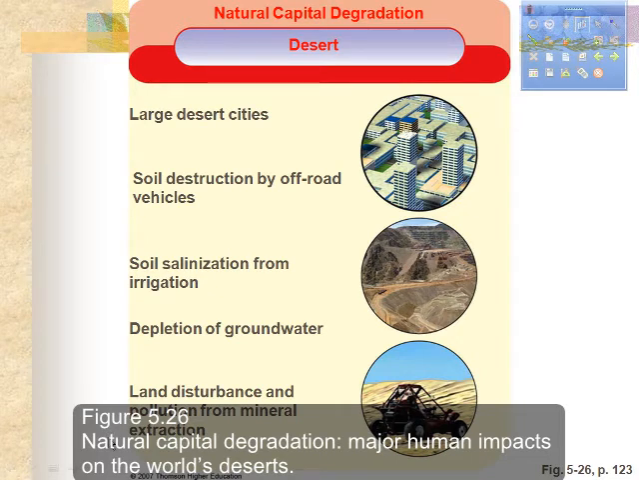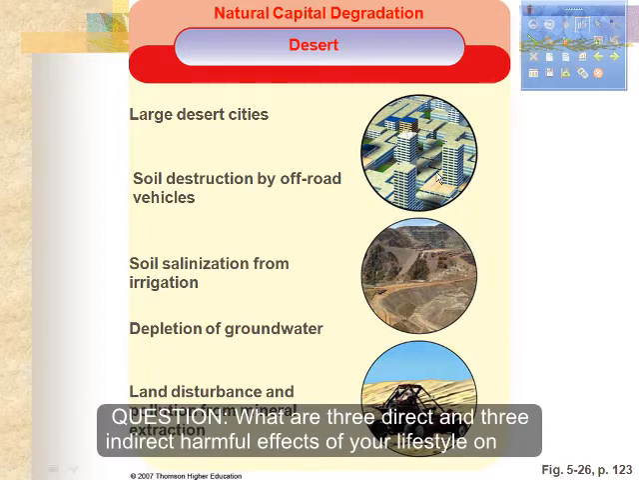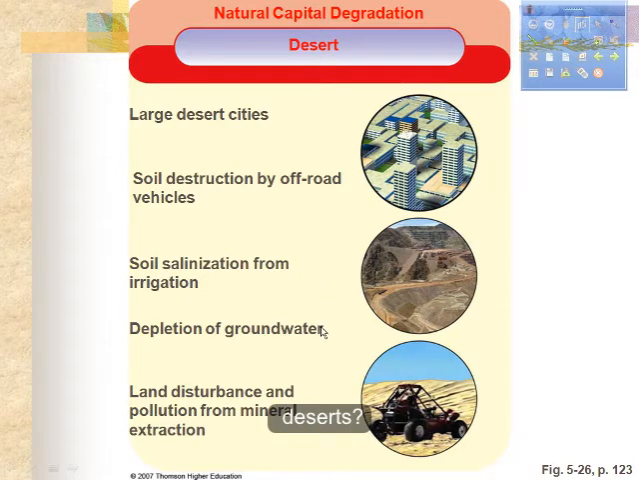So the natural degradation in desert, cities are essentially a desert. You have this lack of soil, lack of plant life, lack of biodiversity. Off-road vehicles have messed up the soil. We've added salinization from irrigation. We've added nutrients and stuff to mess up the soil. We've gotten rid of groundwater, land disturbance you guys are very familiar with already, digging and mining and whatever else the case may be, and then pollution from minerals.